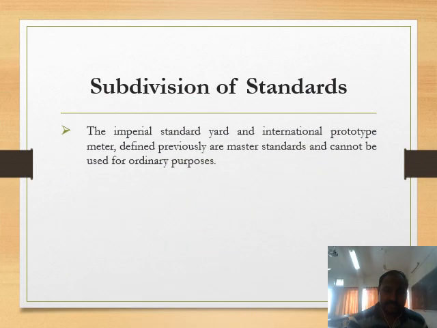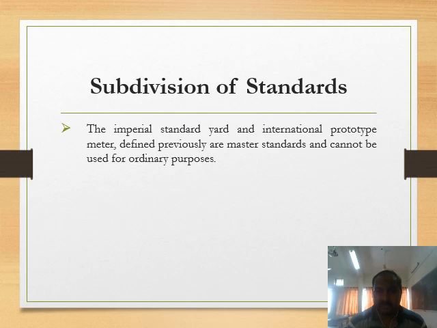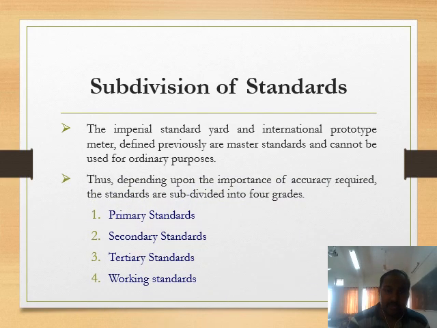Subdivisions of standards: the imperial standard yard and international prototype meter defined previously are master standards, and they cannot be used for ordinary purposes. For that reason, the standards are defined and classified into four different grades. The first one is the primary standard, the second is the secondary standard, the third is the tertiary standard, and the fourth is the working standard. Based on the application, these grades are classified.